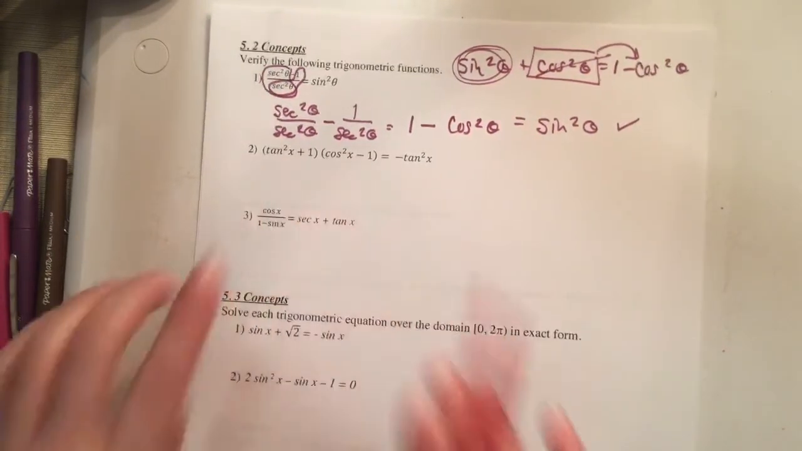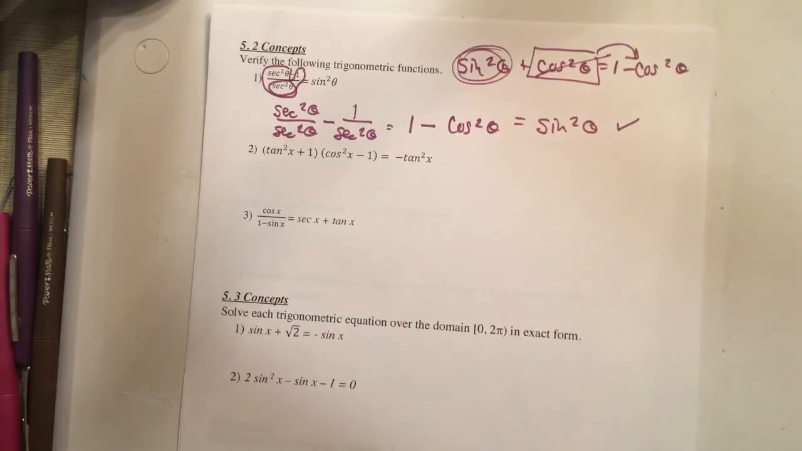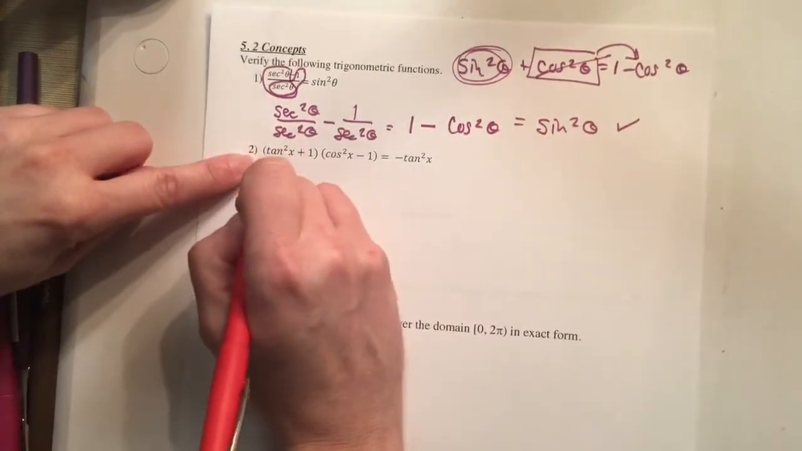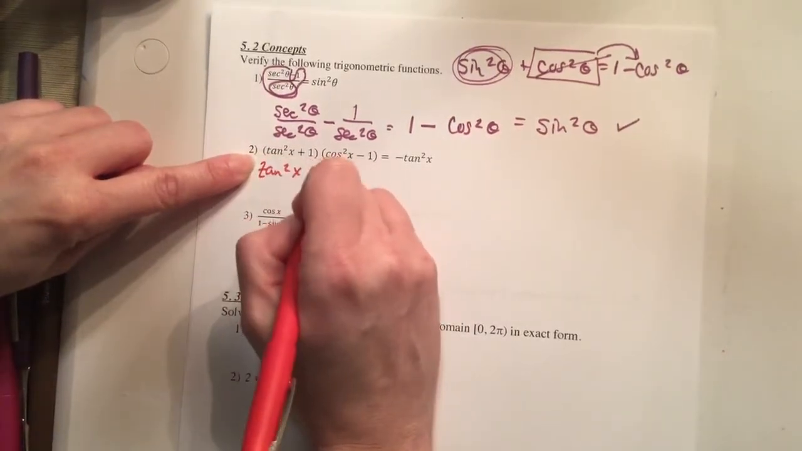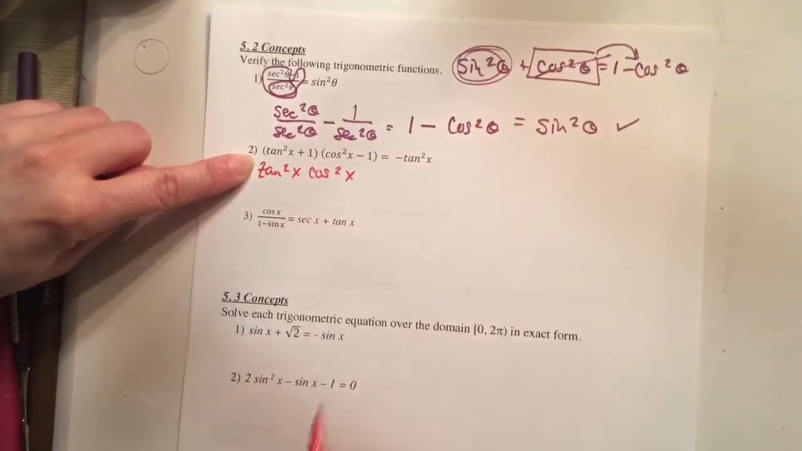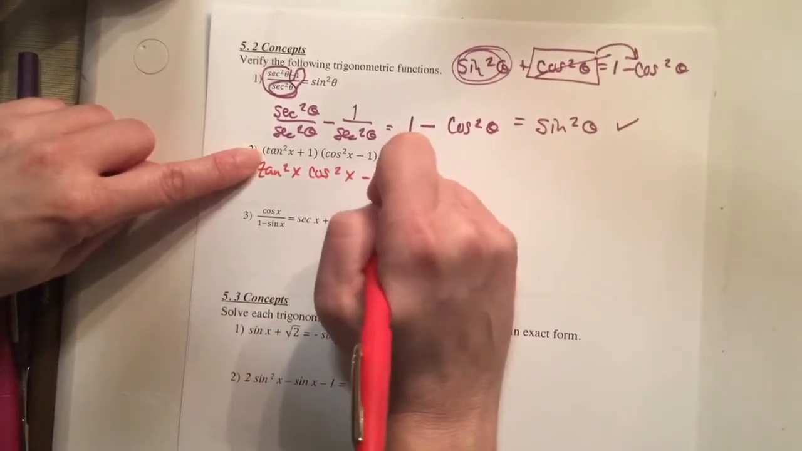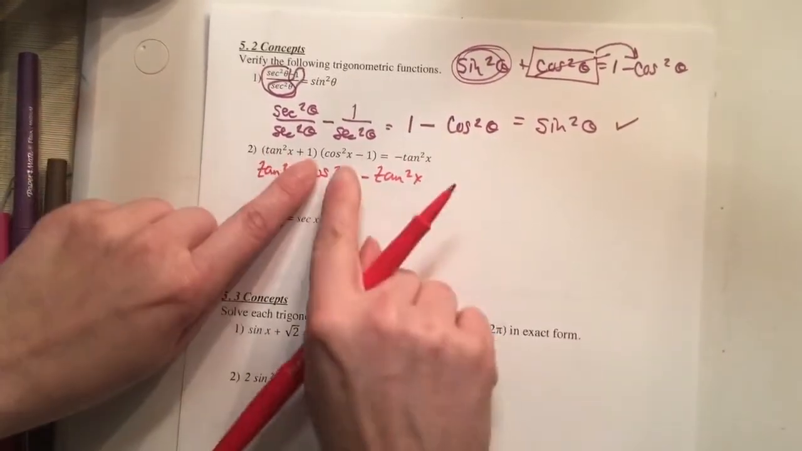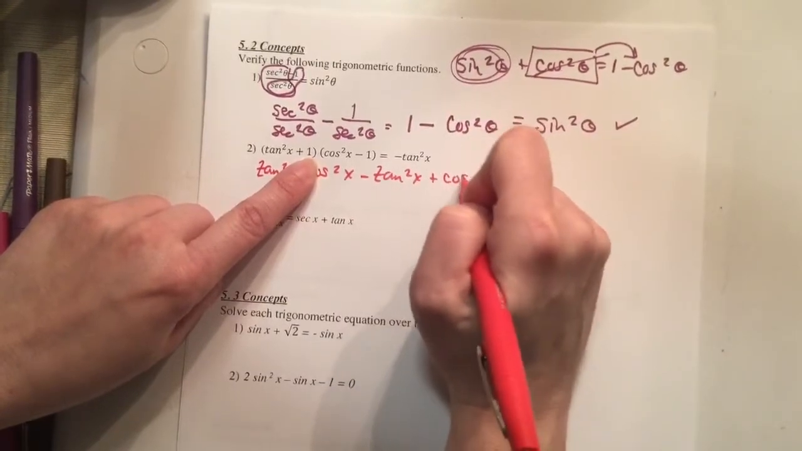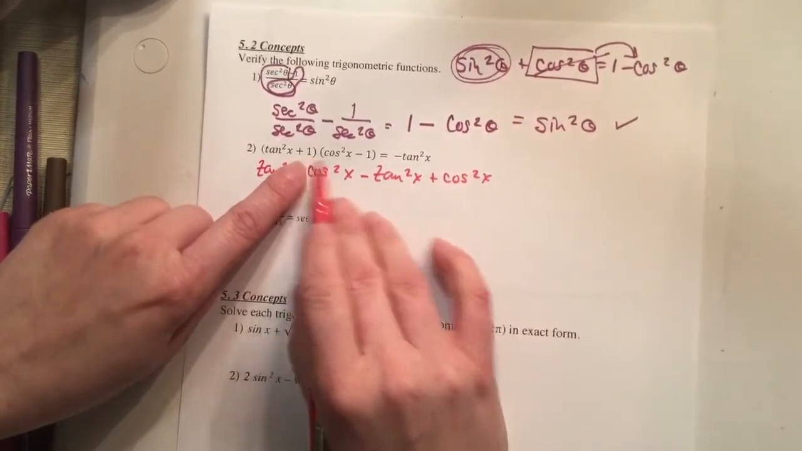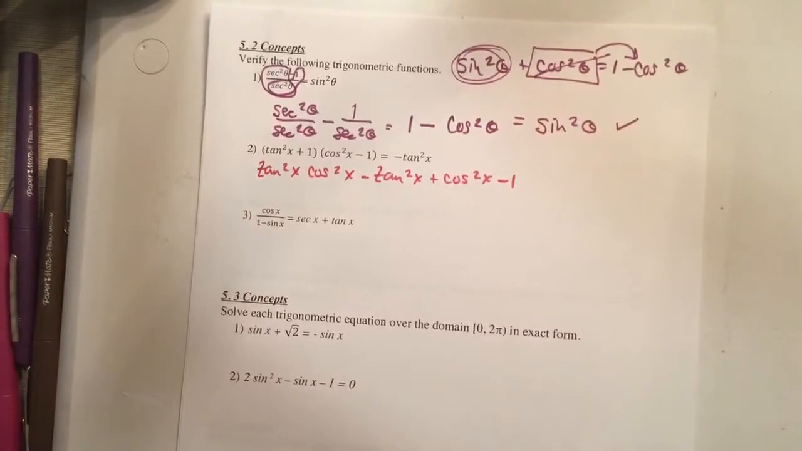Anytime you have two binomials, I think the easiest thing to do is to go ahead and FOIL them. Okay, so that's what I'm going to go ahead and do. So if I take tangent squared of x times cosine squared of x, outside minus tangent squared of x, inside plus cosine squared of x, positive 1 and a negative 1 is a negative 1.